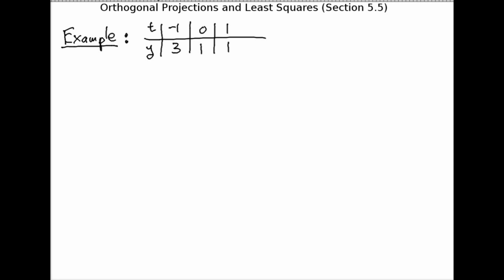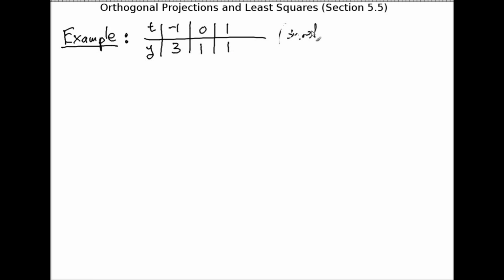I apologize, this video has gone on for a pretty long time, but this least squares stuff is incomprehensible without an example, so I want to get through an example before I stop. So here's the example. We're given 3 points, -1, 0, and 1, and these satisfy the conditions. They're evenly spaced and they're symmetric around 0, and the observed values are 3, 1, and 1.